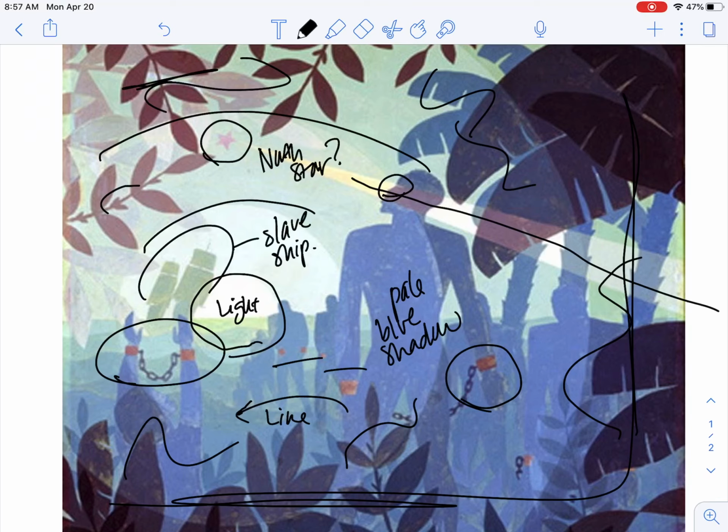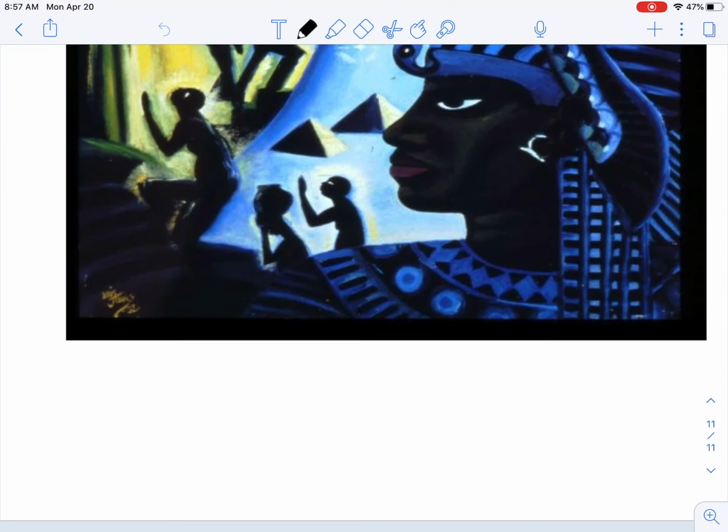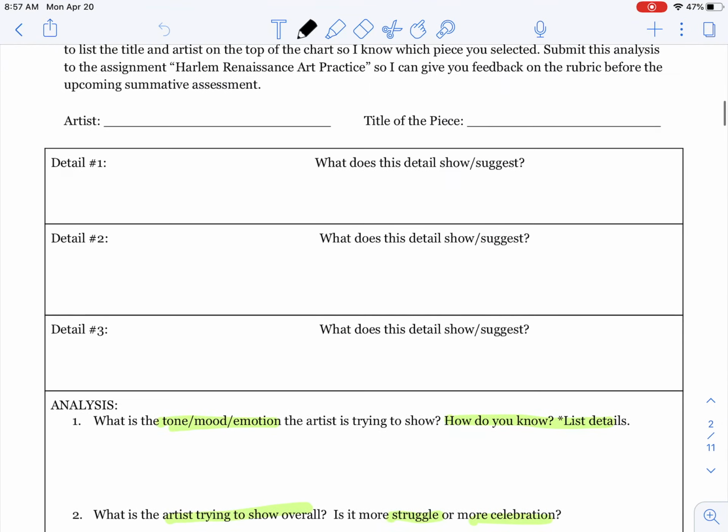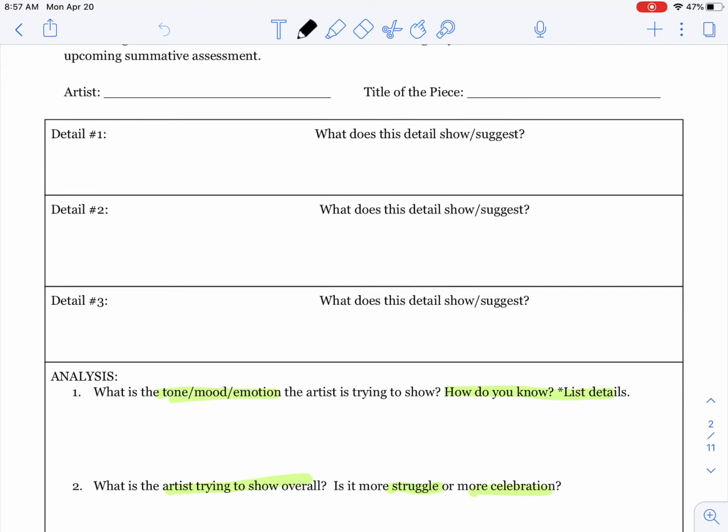So what I would do if this were my piece and I wanted to go and identify some of the areas, I'm going to go back to that chart and I'm going to attempt to fill in my thinking. So the artist is Aaron Douglas. I'm going to fill that out here. And the piece is called Into Bondage.